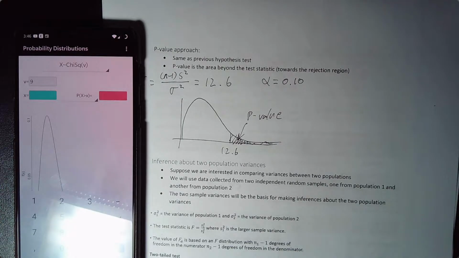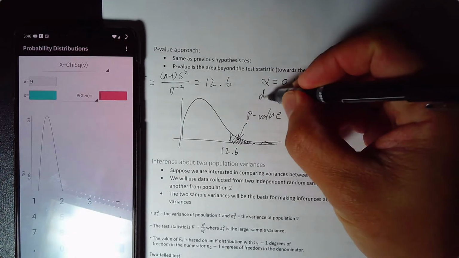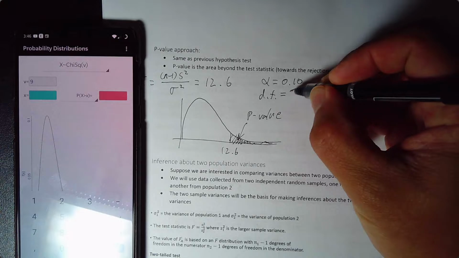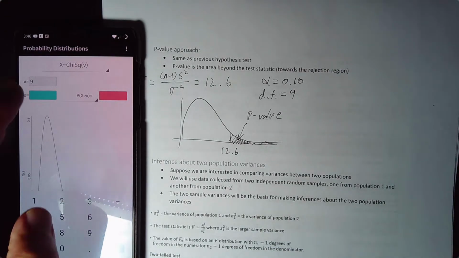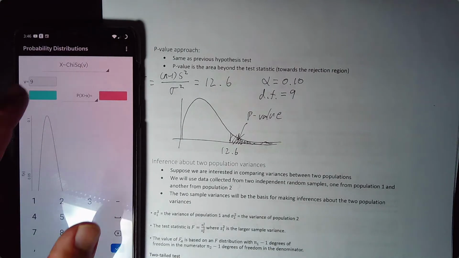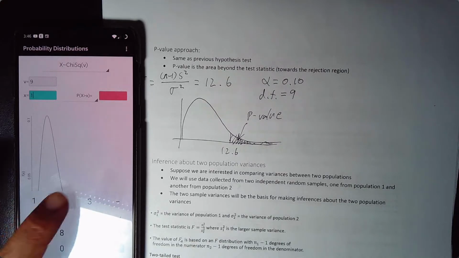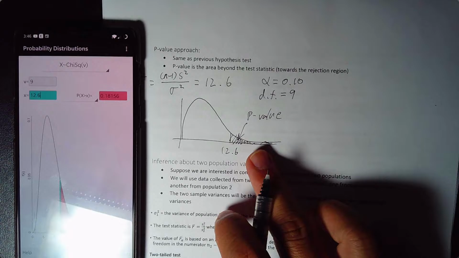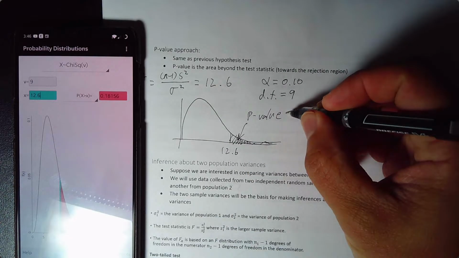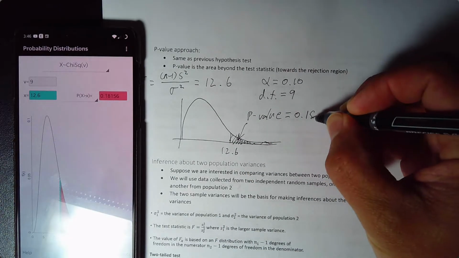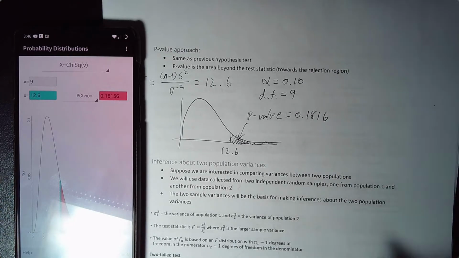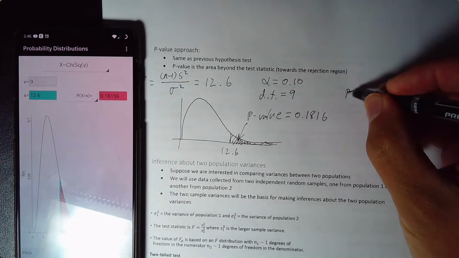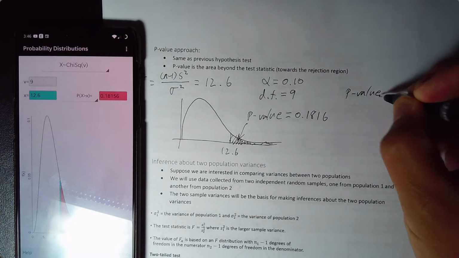And then we also need a degree of freedom. All right, our degree of freedom equals 9. Okay, and so here we have degree of freedom 9, and then let's go ahead and put in 12.6. That's our test statistic. We want the right tail, and then here we go. So our p-value is 0.1816.